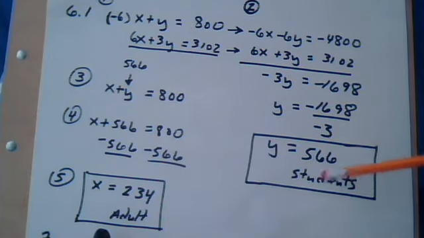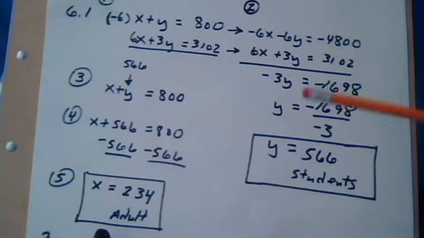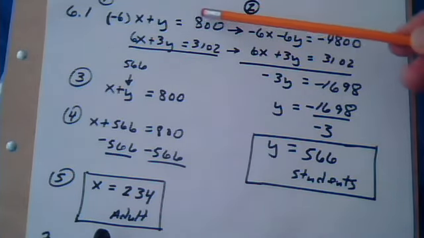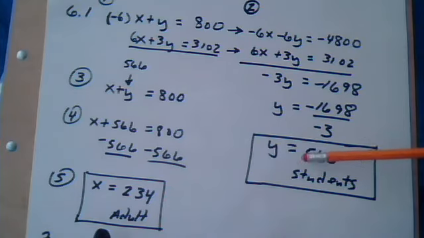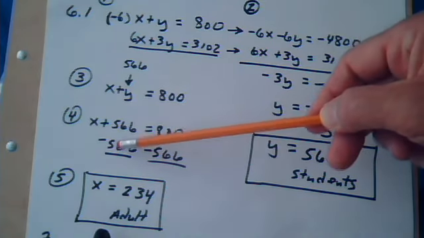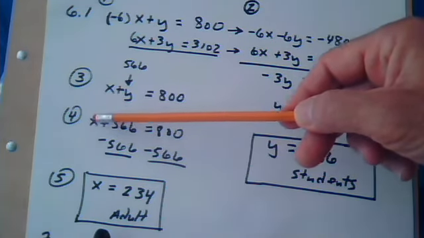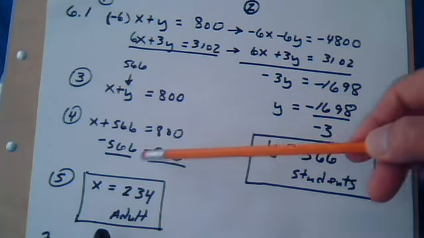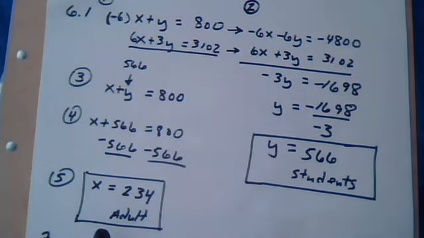Then the one that you found is going to help you find the one that's missing. So we found the y. Go ahead and substitute this y value into one of the equations. It doesn't matter which, you get the same answer. The first one looks like the simplest. So I'm going to replace the y here by 566. Then I'm going to solve for x. In other words, get the x by itself. So I move everything away from the x, and I get x equals 234 adults.